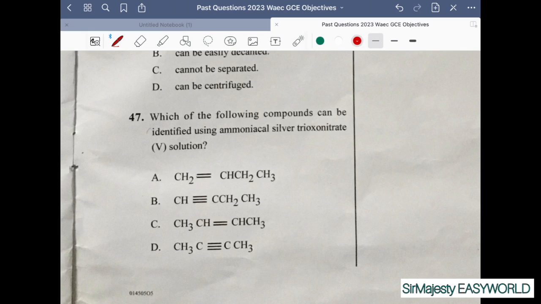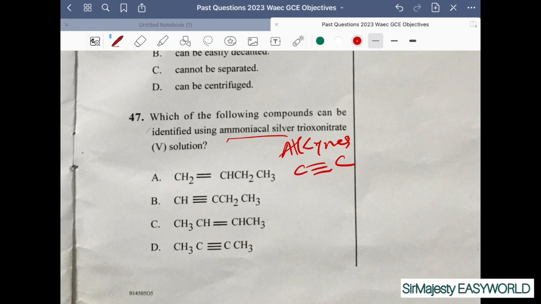So now 47 says which of the following compounds can be identified using ammoniacal silver nitrate solution. Ammoniacal silver nitrate, meaning silver nitrate dissolved in aqueous ammonia. We are looking for alkynes. Simple. This test is very much sensitive to alkynes, that is those hydrocarbons that have triple carbon to carbon bond. So option A is off because it has double bond. B is in, D is in.